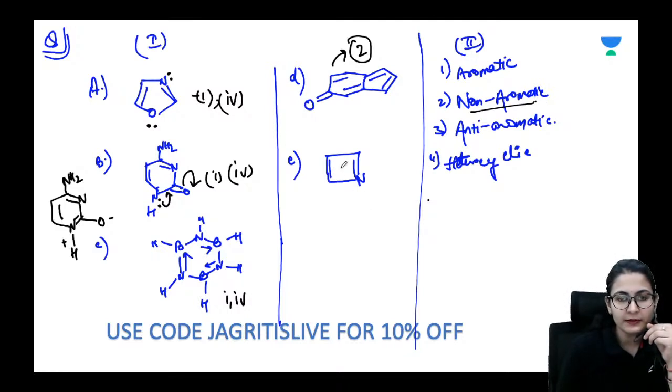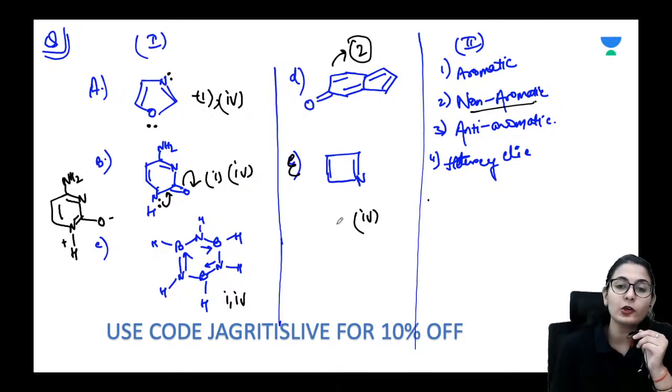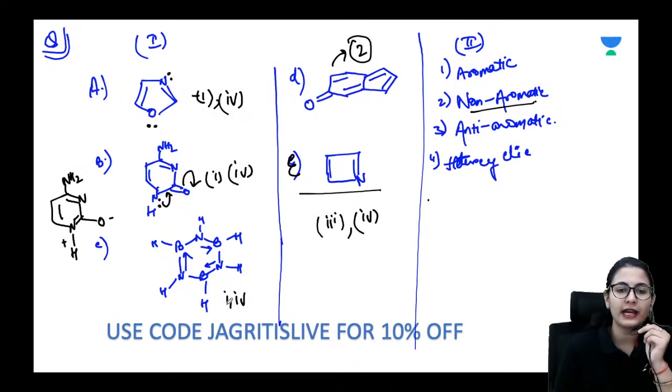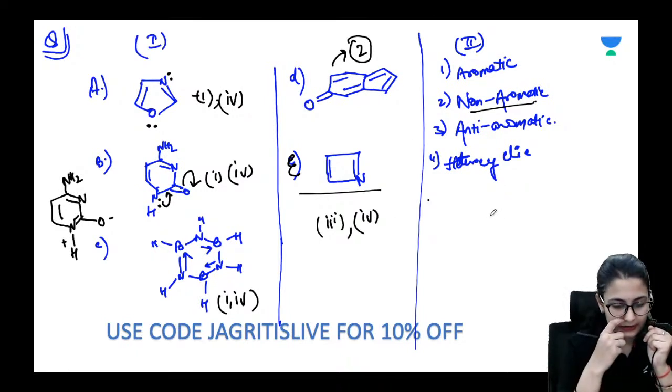What about option number E? This is your option number E. What about this? It is heterocyclic definitely. Without any doubt, you can write it is heterocyclic, but also it is going to be anti-aromatic. Yes, anti-aromatic. So ये correct है. E is going to be anti-aromatic. So this is how you had to match. As I had said, it could have more than one correct answers. This is how it's going to be 1. This is going to be 3 and 4.